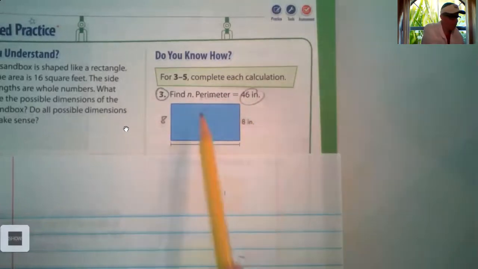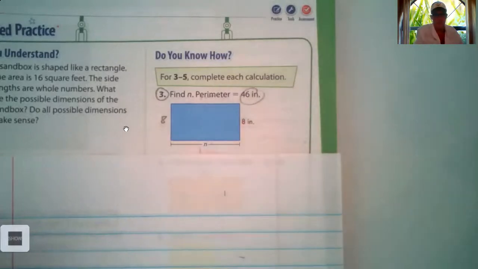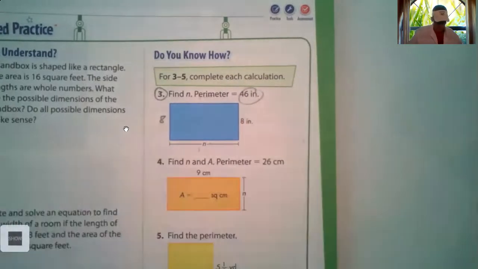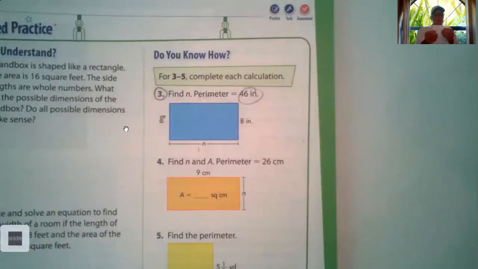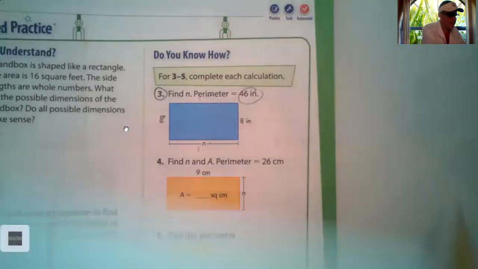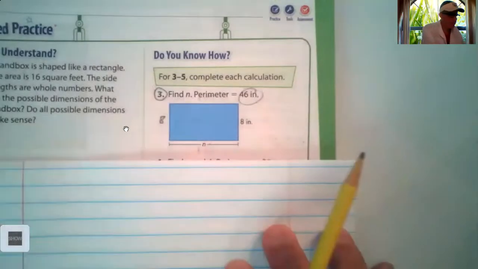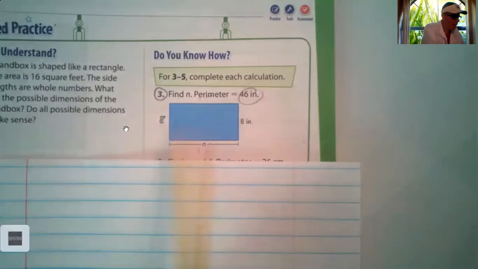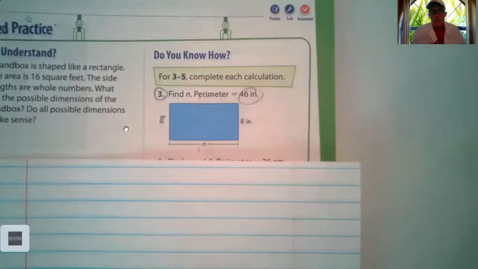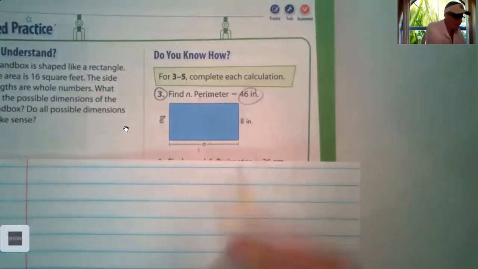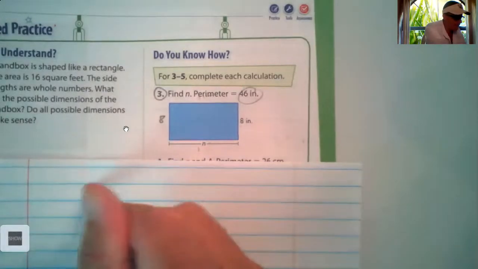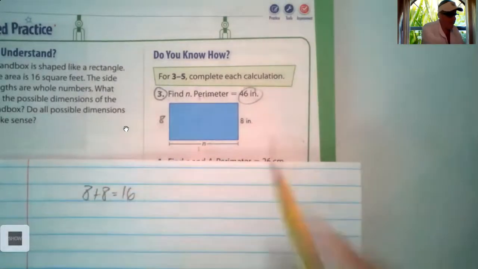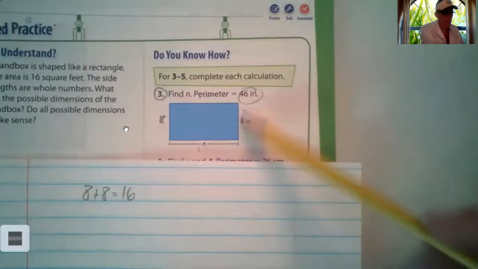So we know the perimeter is 46 inches. Let me fold this paper in half right here to make it a little easier for you guys to see, because it's all about you guys and understanding. I want you to be successful, not only in this lesson, but all lessons. So we know the 2 sides right here and here are 8 and 8. 8 plus 8 is 16, and that gives us our height or our length.